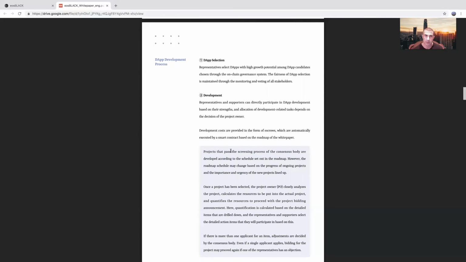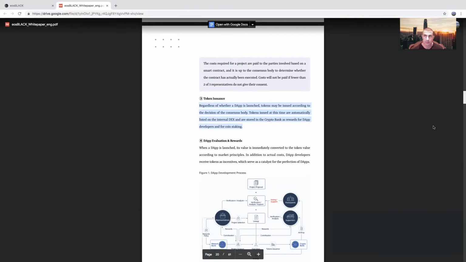So they talk here a little bit about their dApp selection process, which I find kind of interesting because the representatives are going to select dApps with the highest growth potential among dApp candidates chosen through the on-chain governance system. So people will be voting for what kind of dApps that they want EOS Black to actually incubate, which is kind of a cool way of doing it. So another interesting part of the white paper is token issuance, regardless of whether a dApp is launched. Tokens may be issued according to the decision by the consensus body. Tokens issued at this time are automatically listed on the internal DEX and are stored in the crypto bank as rewards for dApp developers and coin staking. So what that means is that they're going to actually internally list the dApps that they incubate as well.